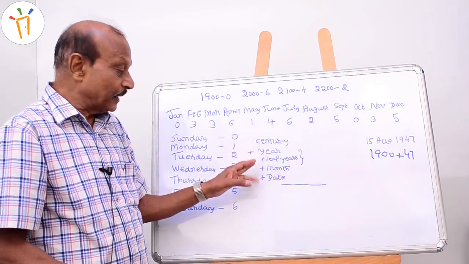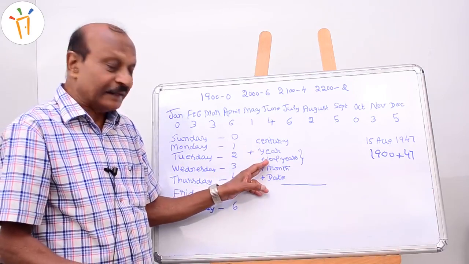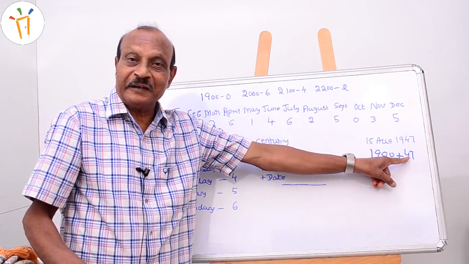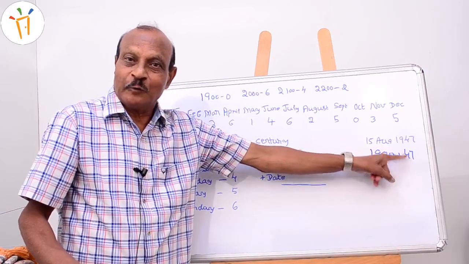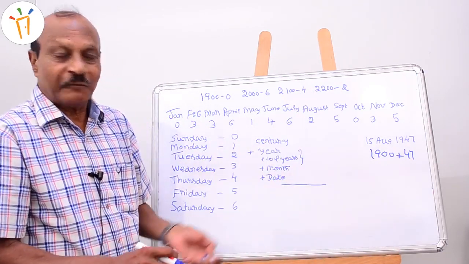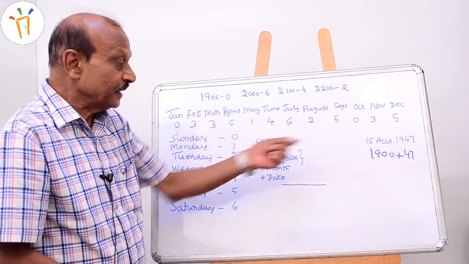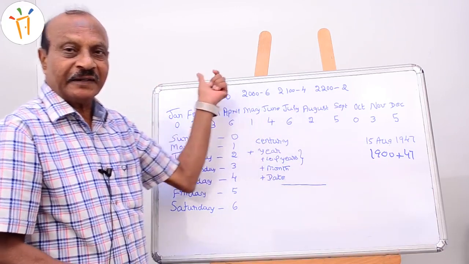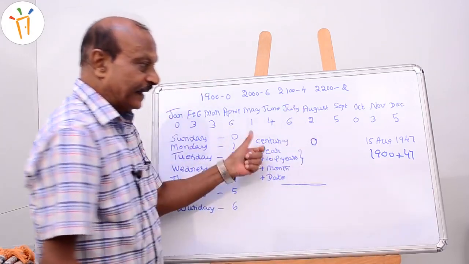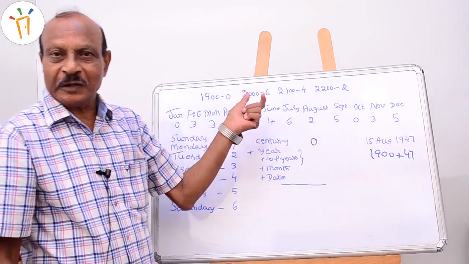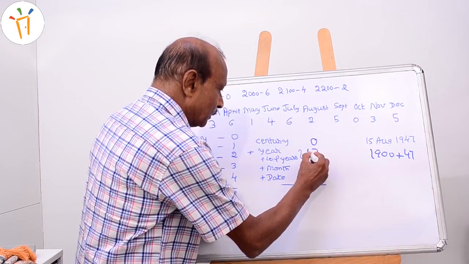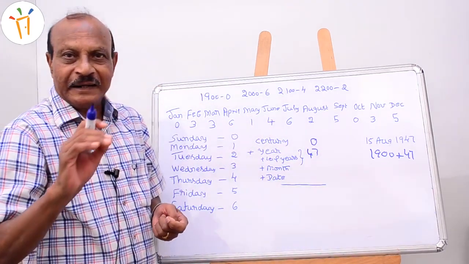Century plus year plus month plus date. I have written leap years also, because in the total years we have leap years. Every 4 years we will have one leap year. Let us calculate the day of the week for 15th August 1947. The century is 1900, and I have given the century code number for 1900 as 0. Put it here, 0. And here it is 47. I have not given any code number for the year, so simply put the same 47 here.